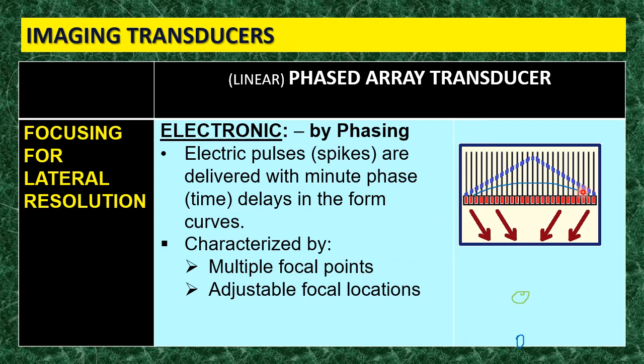Changing the curvature. Second characteristic of this electronic focusing is I can get adjustable focal points, adjustable location. I can make them shallower or deeper again through what? Through changing the curvatures here. So I may have multiple focal points and also they are adjustable in location. I can make them shallower or deeper.